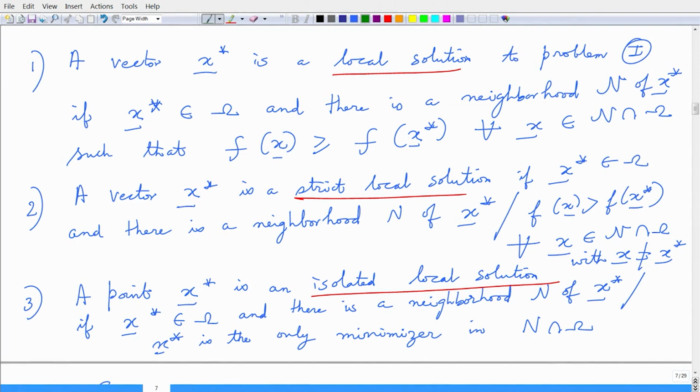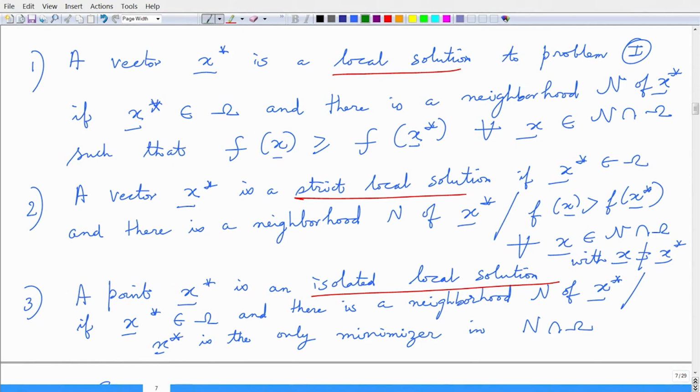Let us delve into some basic definitions here. A vector x star is a local solution to problem 1. So, recall problem 1 was minimization of f of x over all x belonging to omega. So, that was our optimization setup.